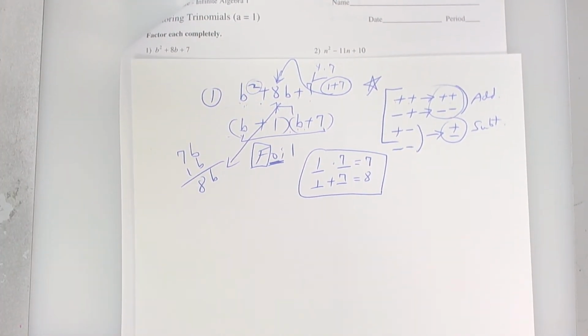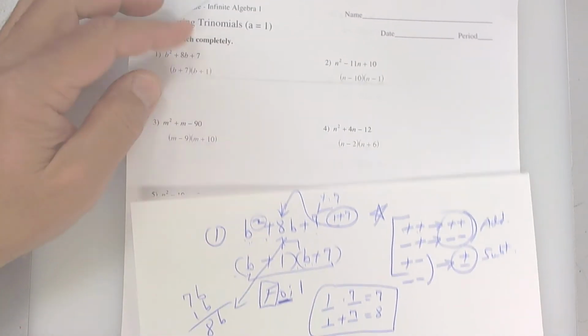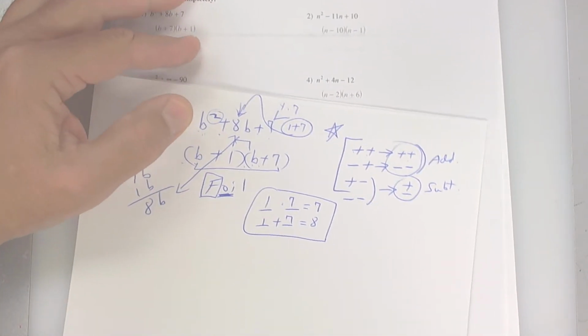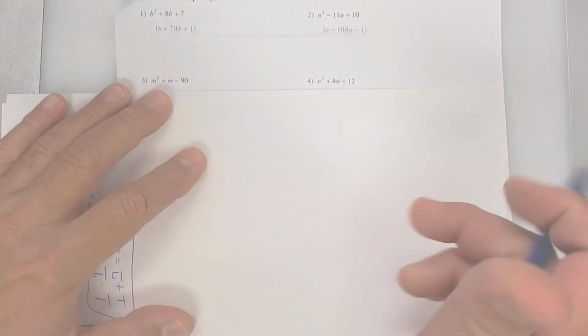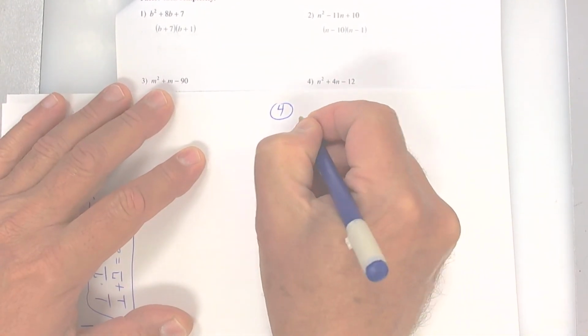That's how you do that. Let's try another one. Let's try this one right here, number 4. Okay, so I'm going to move this. So number 4, copy this down.